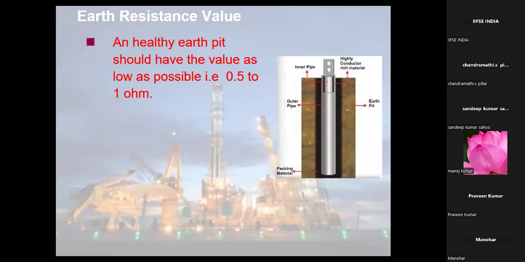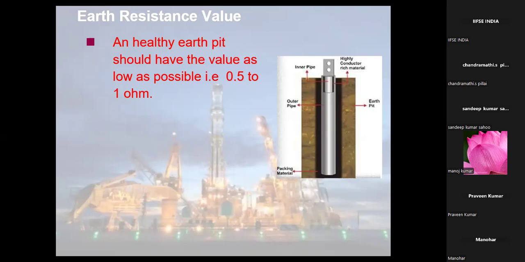Here, a healthy earth pit should have a value as low as possible, that is 0.5 or 0 to 1 ohm. The lesser the resistance the earth has, the more current it can take up. So the potential rise is very low.